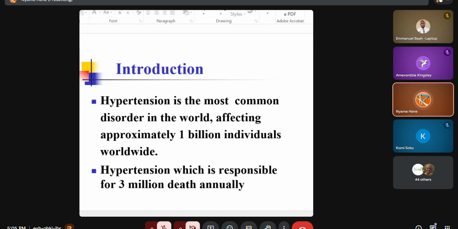It affects 1 billion individuals. So how many are we in class? 47. About 30 of us did not join class. 23 of us. 48. Okay. Anyway, we have the majority. Hypertension is responsible for 3 billion deaths annually. It kills a lot of people.